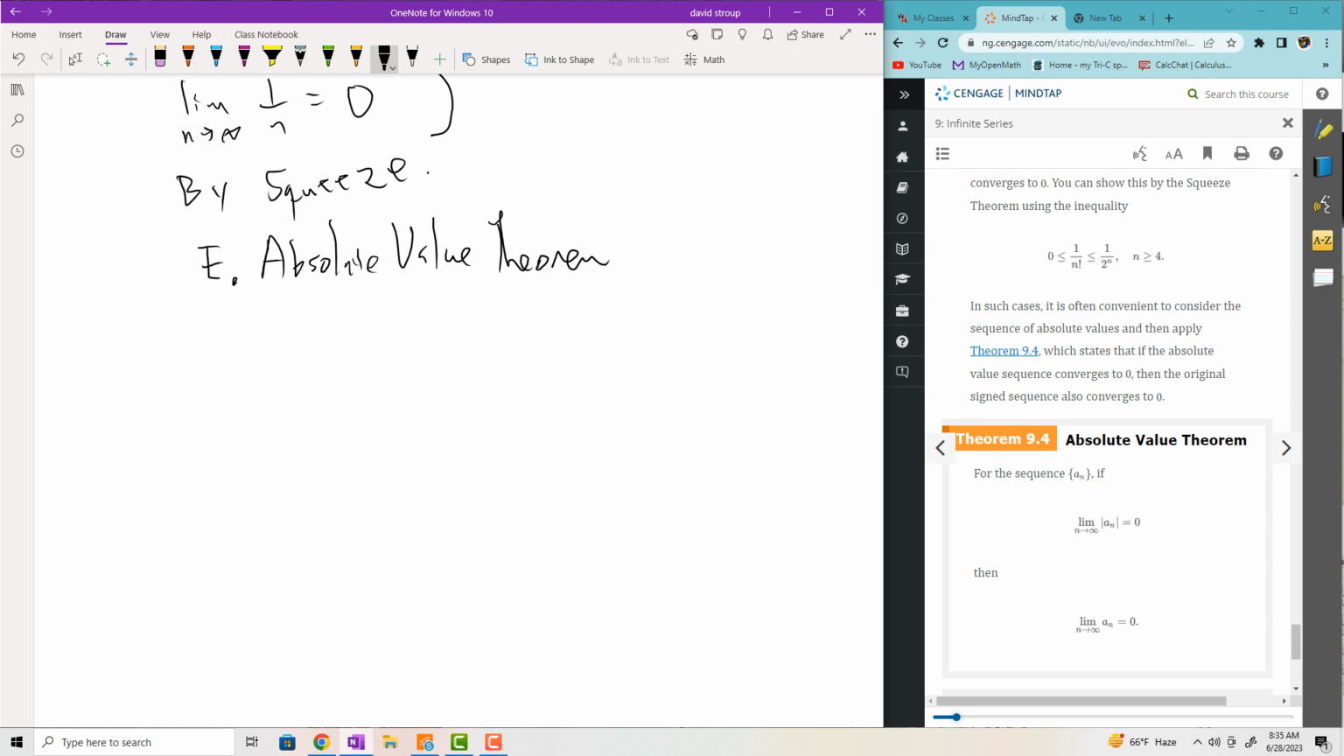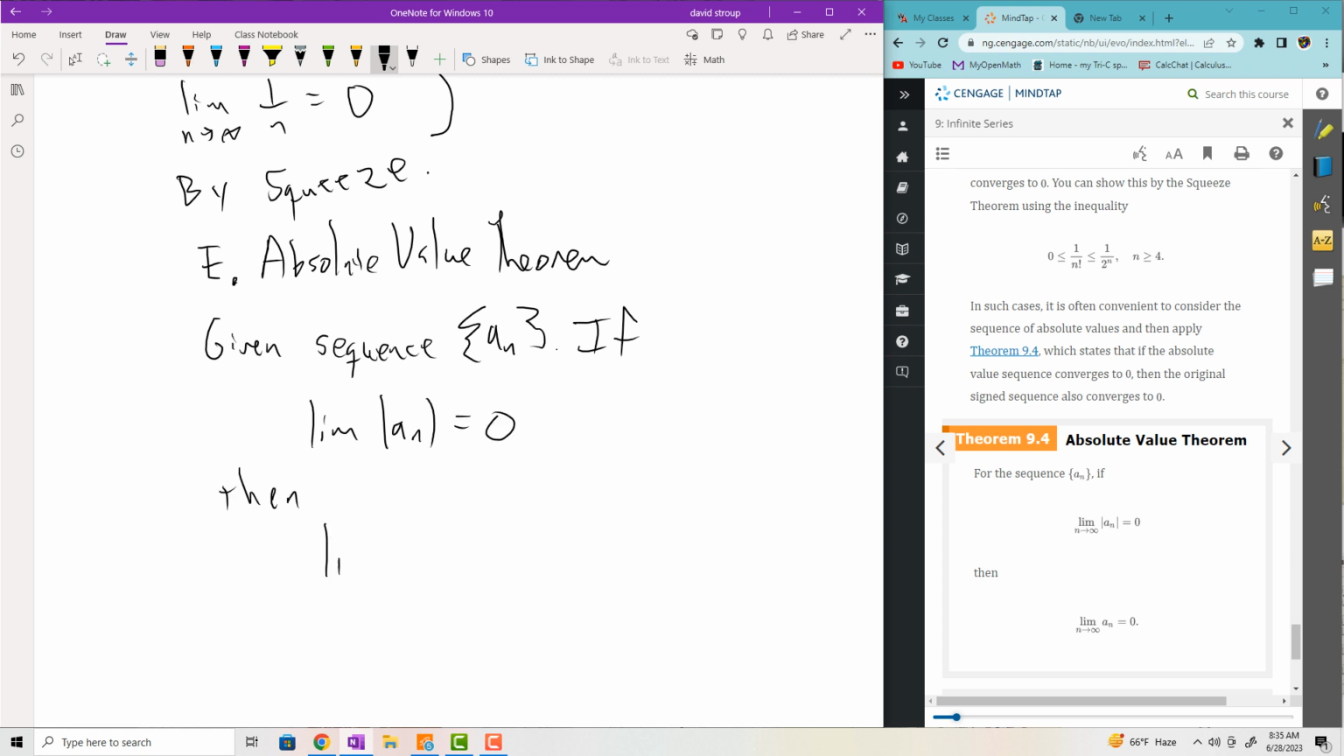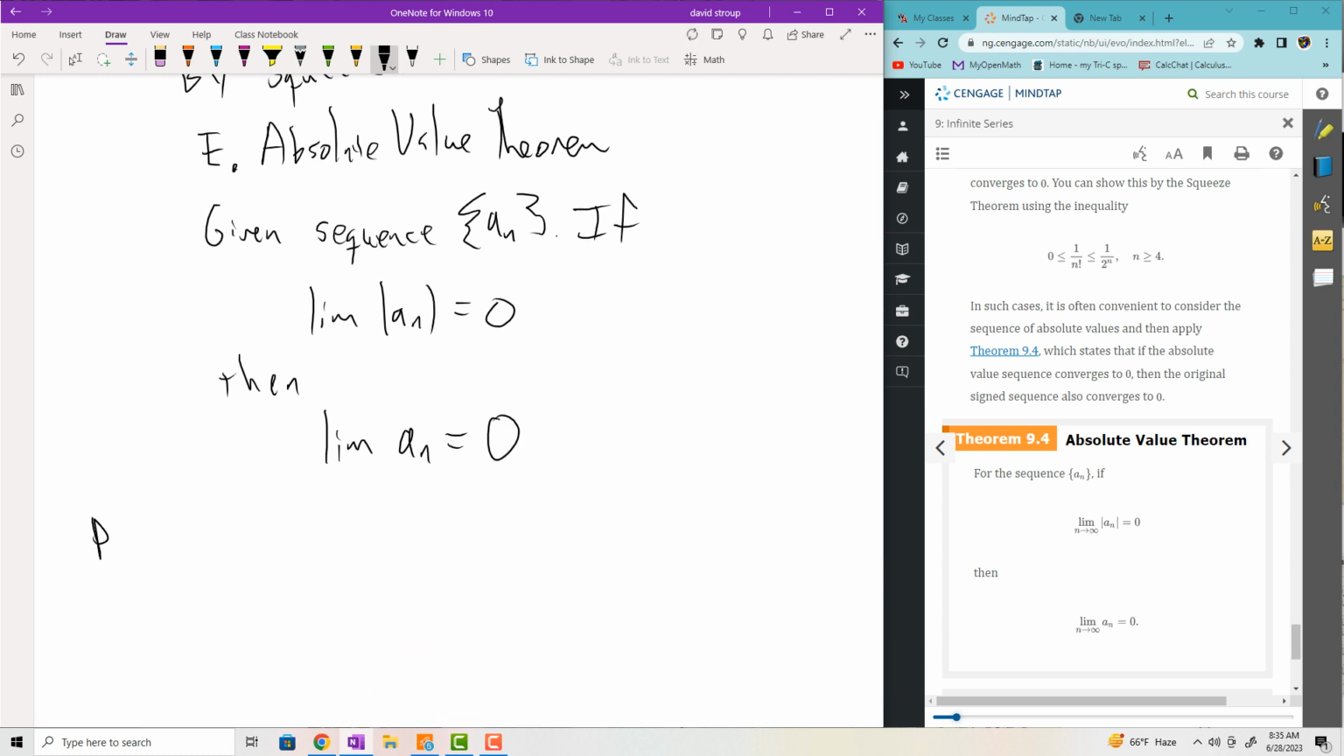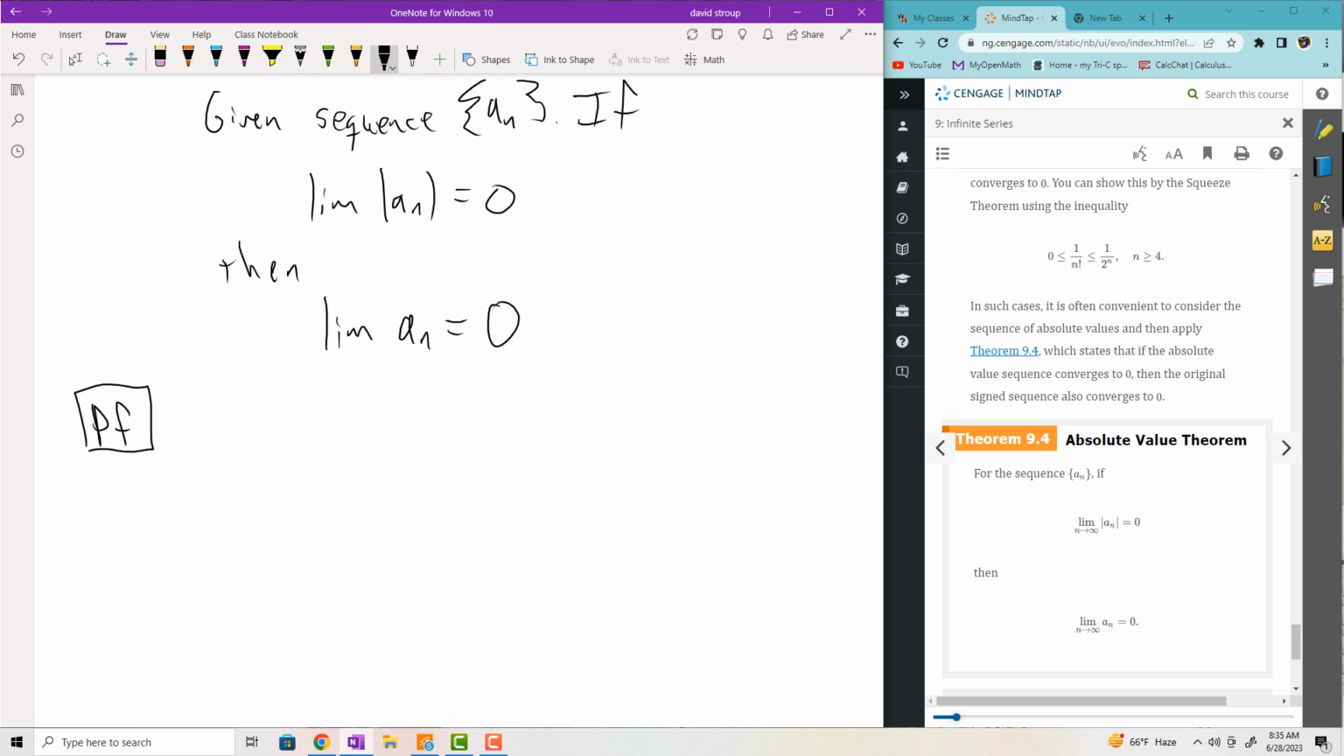And so basically, given some sequence a sub n, if the limit of the absolute value of the terms is equal to 0, then the limit of the terms is going to equal 0. Okay? And the proof is kind of cool. Some of the proofs get a little bit tedious, a little bit difficult to follow. They get really long. They'll get longer and longer the more you do math, but this one is pretty straightforward and simple.